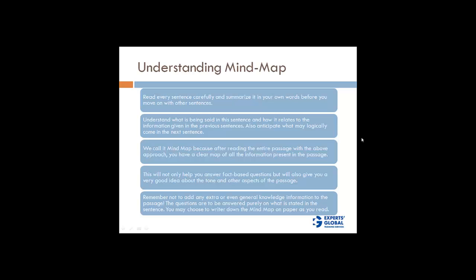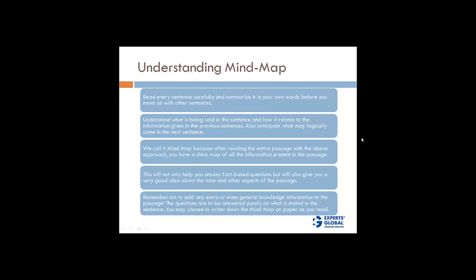If you are able to do that, you'll have your own version of the RC, and then it will be very easy for you to answer any question based on that RC. We call it a mind map because after reading the entire passage with the above approach, you have a clear map of all the information present in the passage. So what is a mind map? Is it just a summary, or is it an image? Is it a picture? What is it?